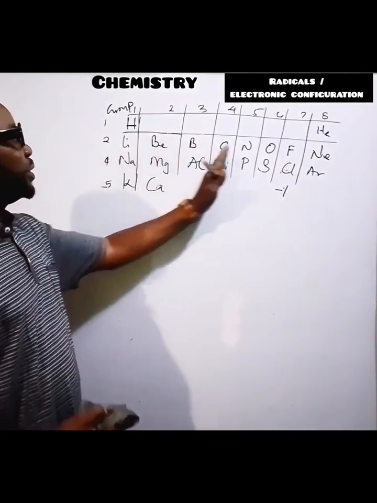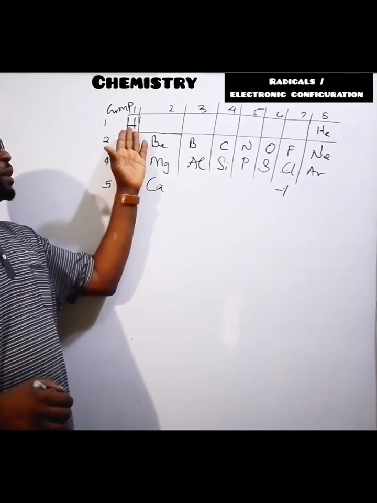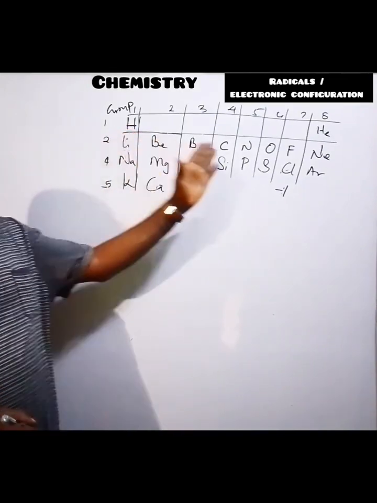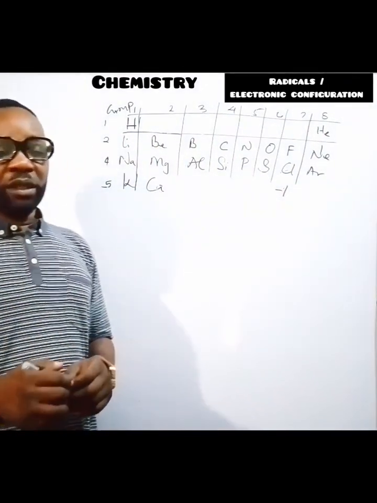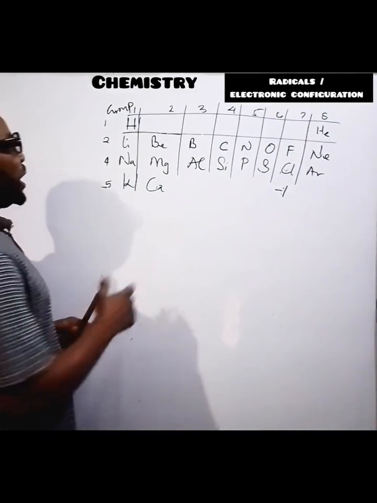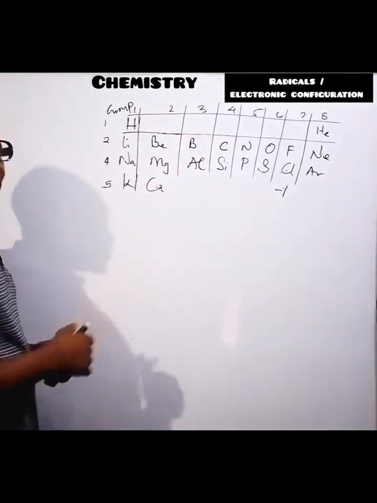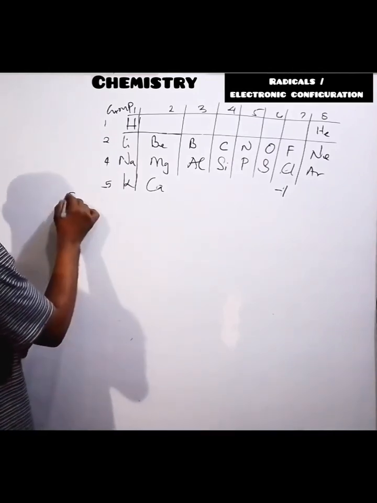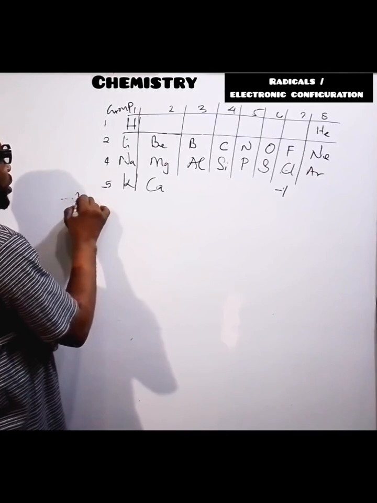Now, this is the first 20 elements. Looking at them, the atomic number of these is 1, 2, 3, 4, and so on and so forth in that order. We can have the arrangement of this in forms of electronic configuration. I'm going to have the first electronic configuration in form of a ring.